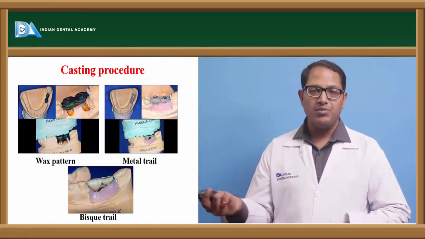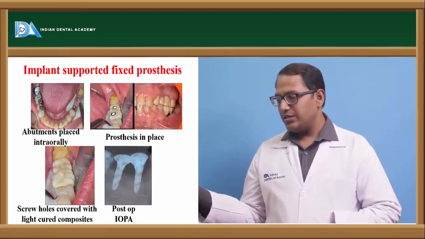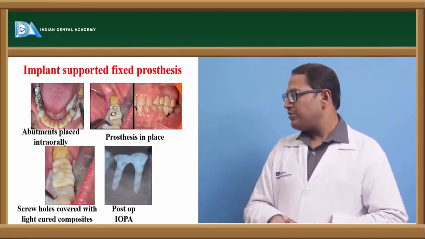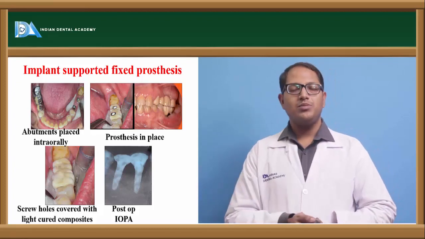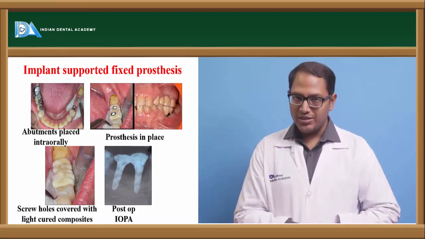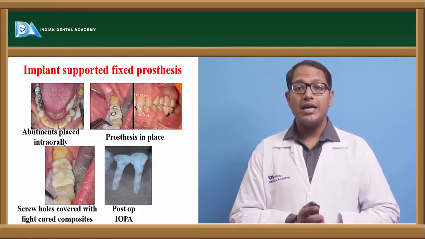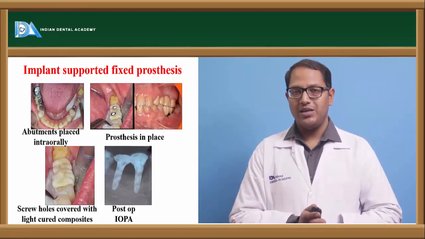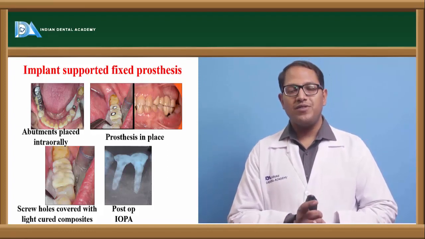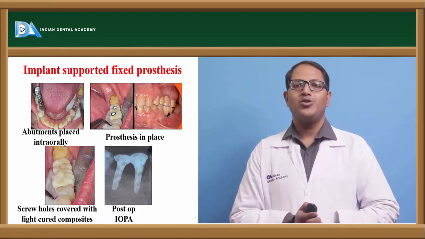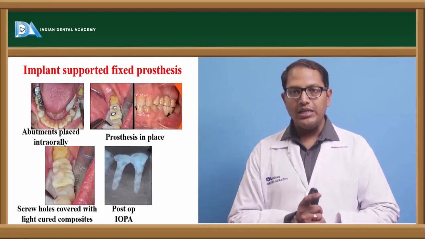Bisque trial is 1 step before the cementation and glazing. Abutments are placed intraorally. Prosthesis is supposed to be placed. A very important thing to note here is that a prosthesis is to be cemented only with a luting type of cement, that too temporary cement. An implant prosthesis, if it is cement retained, is not supposed to be fixed with a permanent luting cement.